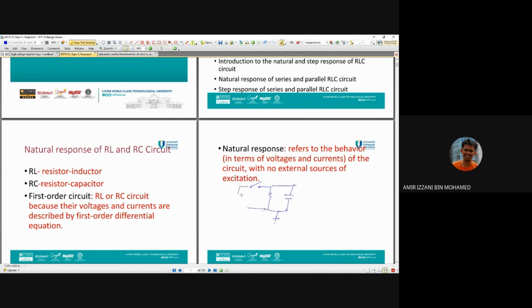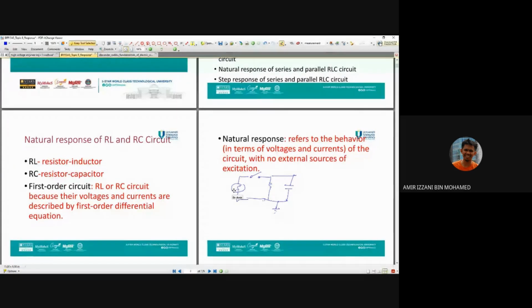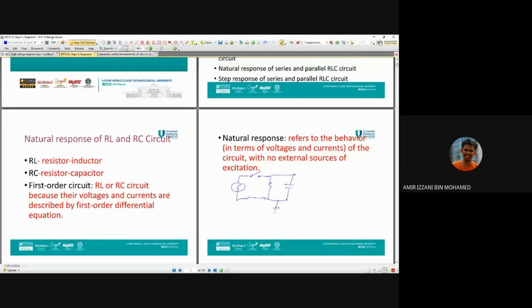And the term first order circuit is referring to RL or RC circuit, because their voltage and currents are described by a first order differential equation. What is a first order differential equation?